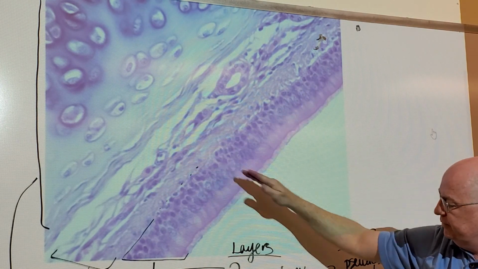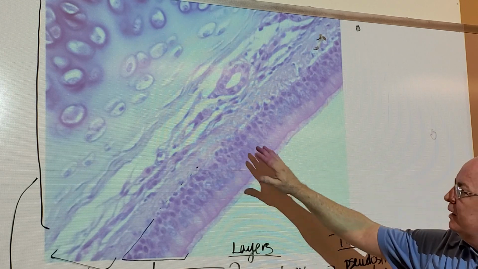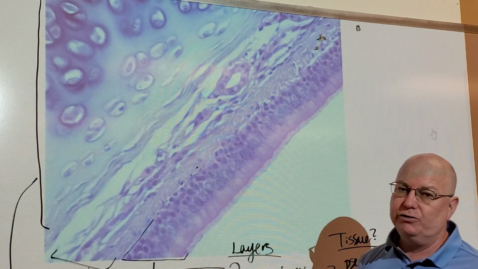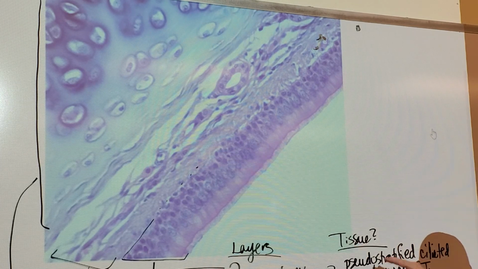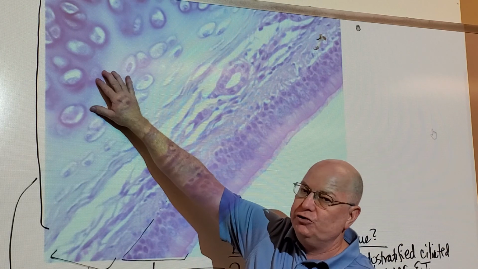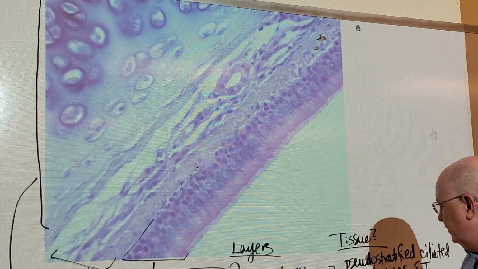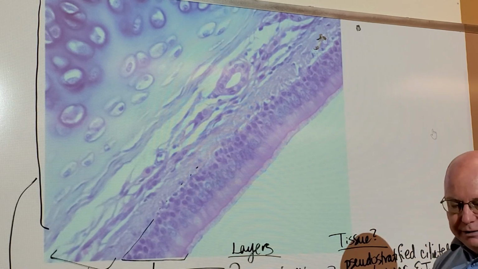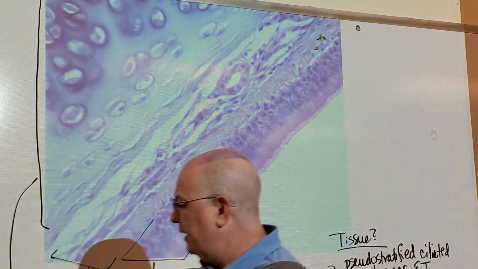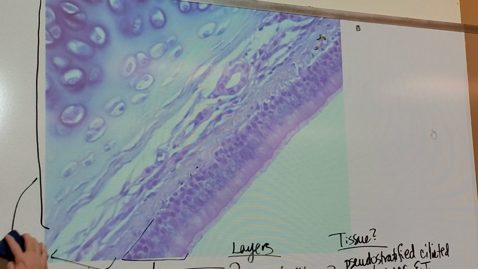ID the layer, respiratory epithelium. ID this layer, tracheal cartilage. ID the tissue found in this layer, pseudostratified ciliated columnar epithelium. Identify the tissue found in this layer would be hyaline cartilage. Got it? Now, the next slide we're going to look at, I think, is just a close-up of the cartilage.